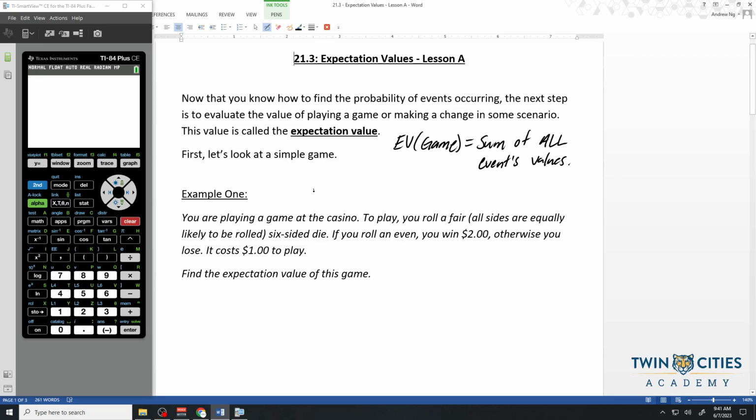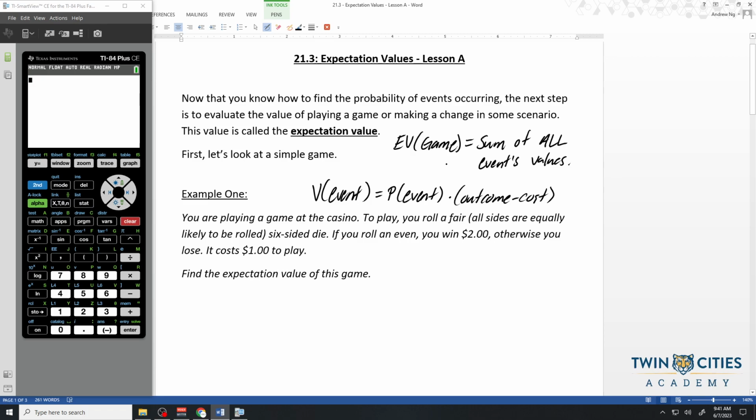Well, the value of an event is equal to the probability of that event occurring times the outcome minus the cost. That is to say, the outcome is what you would get. If you win something, what do you win? If you lose, well, I guess that would just be 0. And then minus, there's a cost to play. So we're going to find the value of each possible event within a game, and then add all of those values together to find the expectation value of that game as a whole.